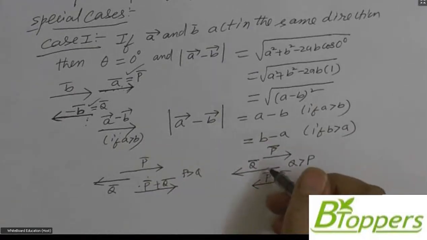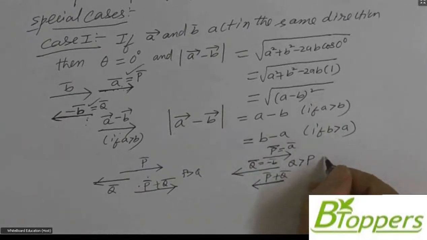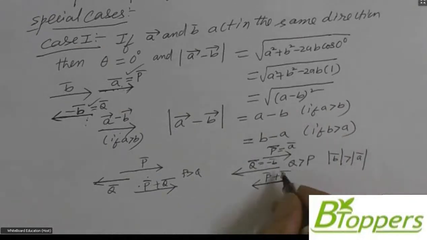The same concept we are using here, but here in place of vector P bar you have vector A bar, and in place of vector Q bar you have minus B bar. Suppose magnitude of B bar is greater than magnitude of vector A bar, which means modulus of vector minus B bar is greater than modulus of vector A bar. Then the direction of the vector sum or resultant of A bar and minus B bar will be in the direction of vector minus B bar.